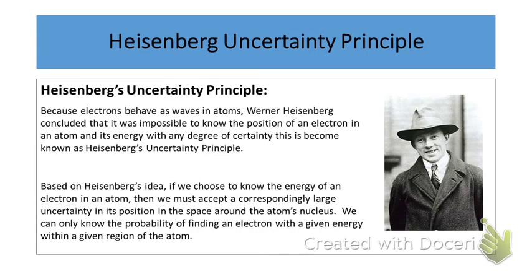All right? So based on Heisenberg's idea, if we choose to know the energy of an electron in an atom with certainty, in other words, how much quantum energy the electron is going to have, then we must accept a correspondingly large uncertainty in its position in the space around the atom's nucleus. We can only know the probability of finding an electron with a given energy within a given region of the atom. And so that concluding remark about Heisenberg's uncertainty principle is pretty important, okay?